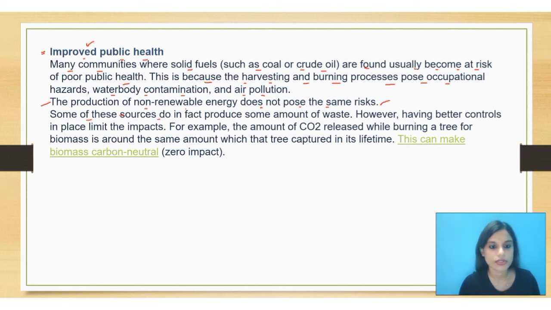Some of these sources do in fact produce some amount of waste. However, having better controls in place limits the impacts. For example, the amount of CO2 released while burning a tree for biomass is around the same amount that the tree captured in its lifetime. So just imagine, this can make biomass carbon neutral, that is, zero impact.